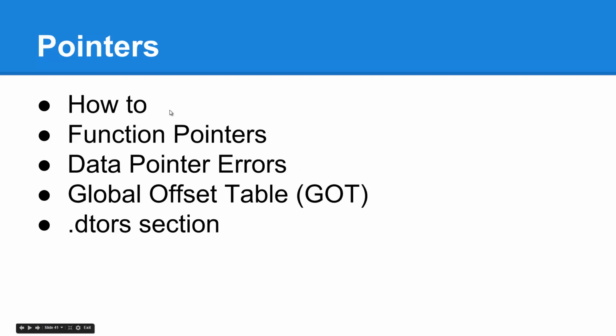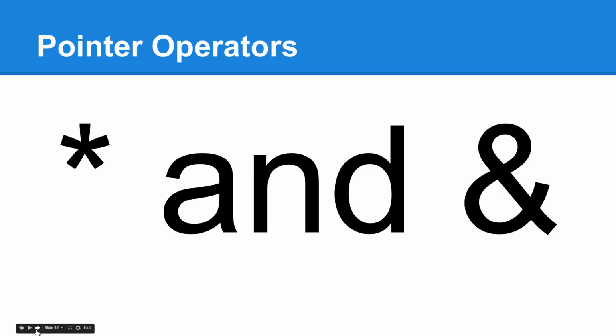And that brings us to pointers. So we're going to cover the fundamentals of how to use pointers. We're going to cover function pointers, which are the most interesting case when they go wrong. Data, we'll cover errors with handling data pointers. We'll cover the global offset table and the detour section. The global offset table is unique to Linux, but it's worth covering.